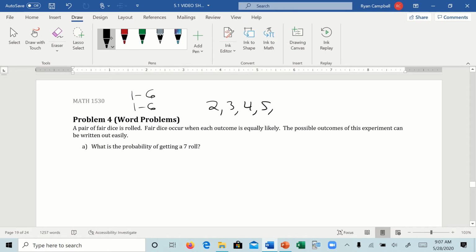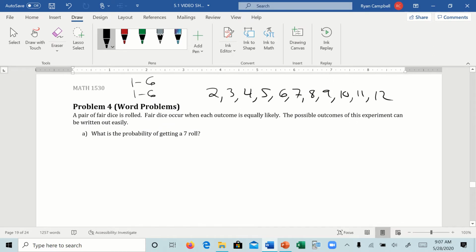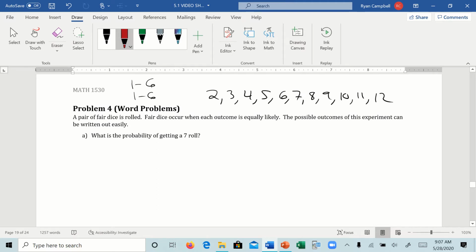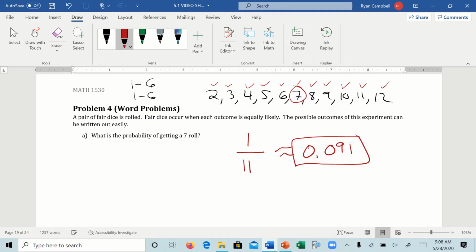So, and actually we can just write them all out. It might be easier for us to see. So, would the probability of getting a 7 be 1 out of 1, 2, 3, 4, 5, 6, 7, 8, 9, 10, 11? Which would be, if we divide that out, that'd be about 0.091 if we round to 3 decimals. Is that how we would do it? Well, let's think about this.